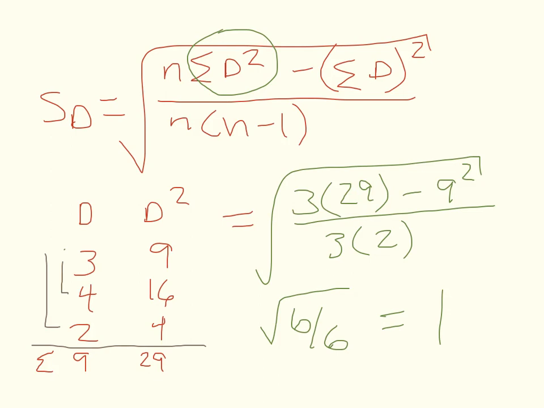So that's an easy way to calculate the standard deviation. You could have gotten the same thing by doing x minus mu squared over n minus 1, taking the square root of it. But just realize that this is an easier way to find the standard deviation by hand. Okay, that's all I have for this small module.